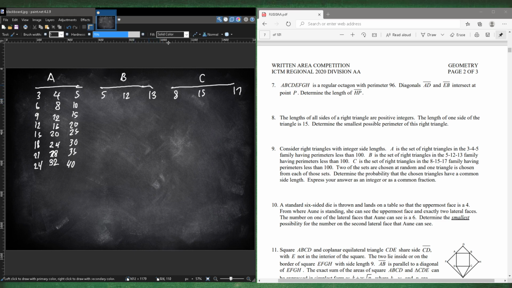Okay, now for the B's, 5, 12, and 13, add them up, so that's 17, that's 30, which means it can be scaled by 3 before it goes over 100. So this is 10, 24, and 26, and then 15, 36, and 39, so it just has 3 of them. Now C, 8, 15, 17, so that's 23 plus 17, which is 40, so this could be scaled up twice, so this is 16, 30, and 34, and that's it. Because any other triangles higher than these are going to have perimeters over 100.